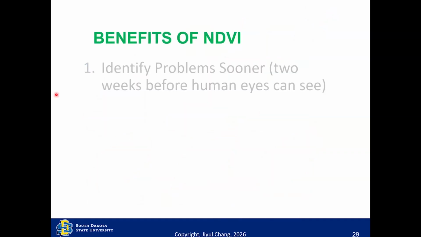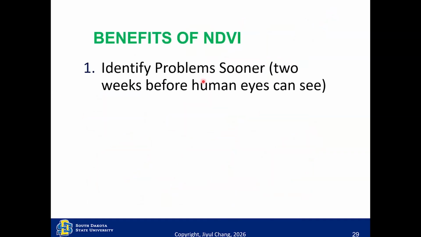The first benefit of NDVI is that we can identify the problem sooner. How soon? About 2 weeks before the human eye can see. If the human eye sees that this plant has a problem, then maybe it is too late to do something. But if I find these problems or issues maybe 2 weeks before the human eye can see, we can recover and solve the problem. These are really important things.